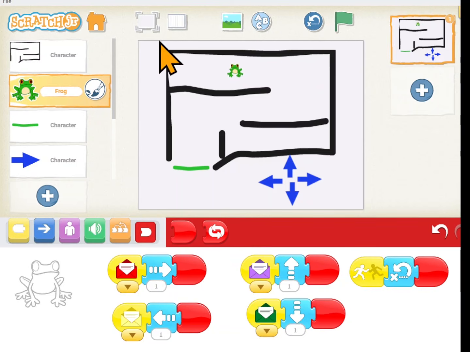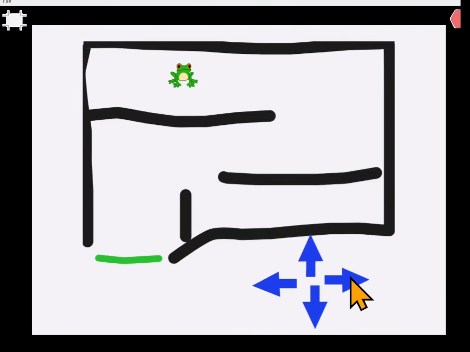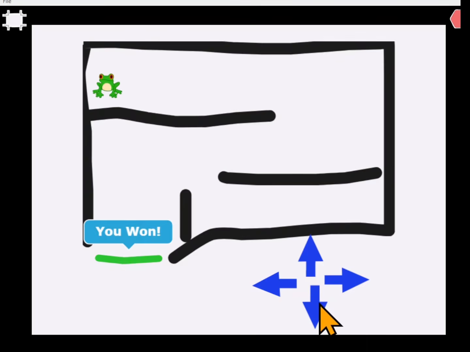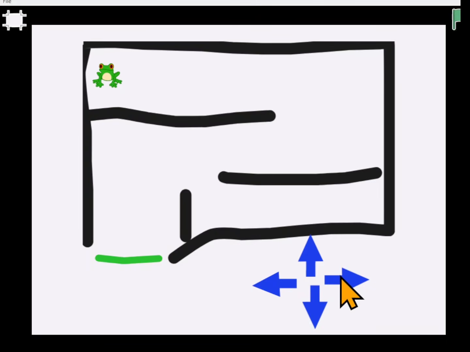Let's see how that works. Right's working. If he goes down and runs into the wall, it makes him start over. If he keeps hitting the wall, he has to keep starting over. Goes right, down. Go, Froggy, you can do it. Run, Froggy, down, Froggy. Finish line. Yay, you won. Go, Froggy.